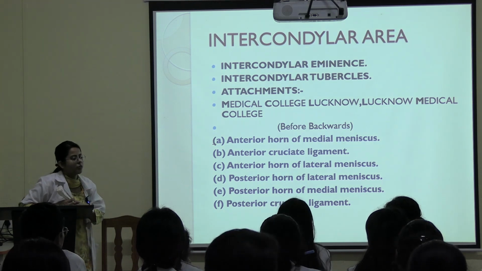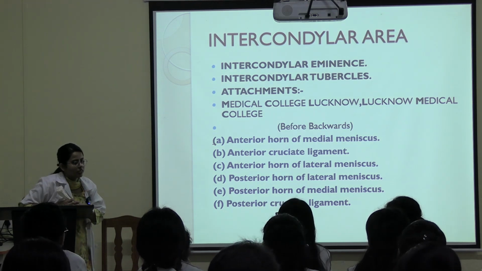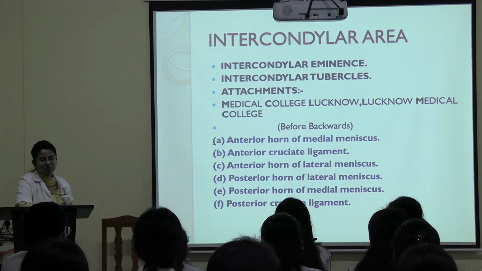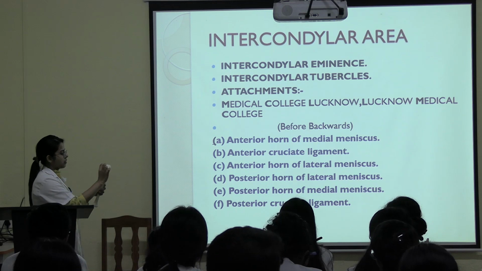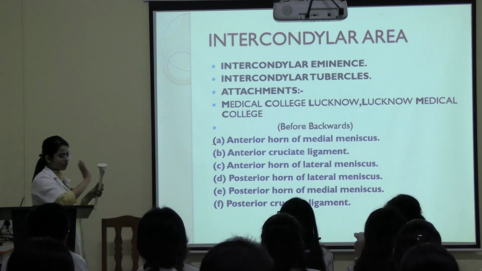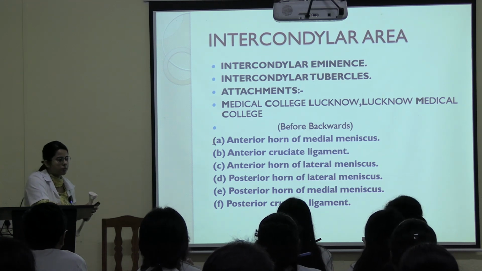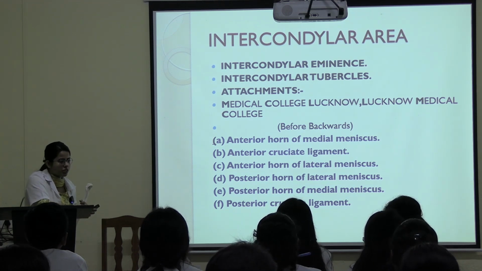Concave or convex? Depression or elevation. It's a fibrocartilage. It is to prevent friction. It will be present here, this meniscus. The medial meniscus is semilunar in shape, the lateral meniscus is circular in shape.